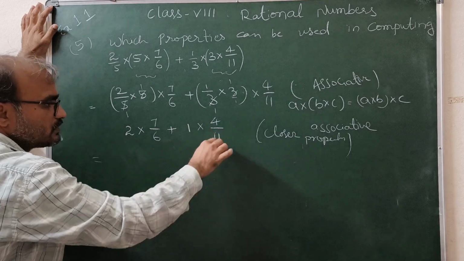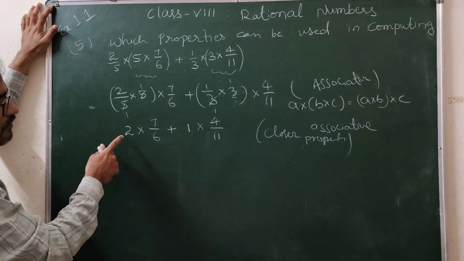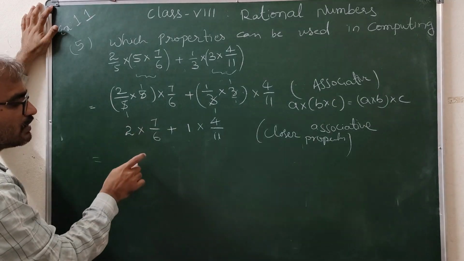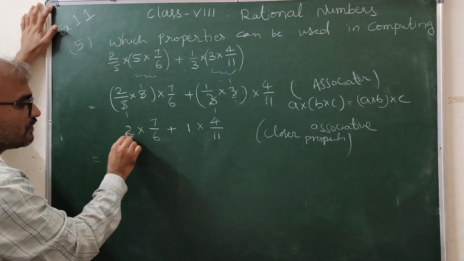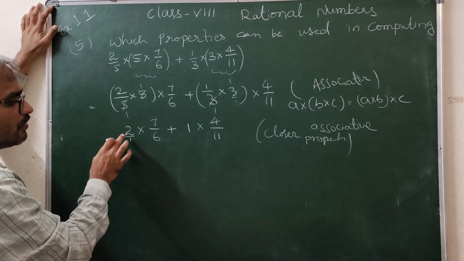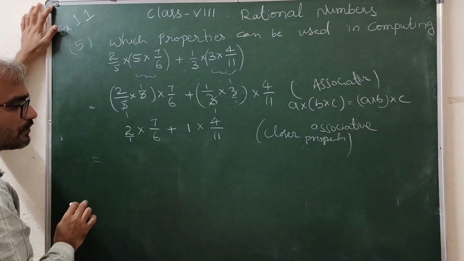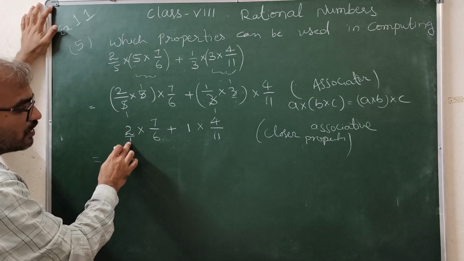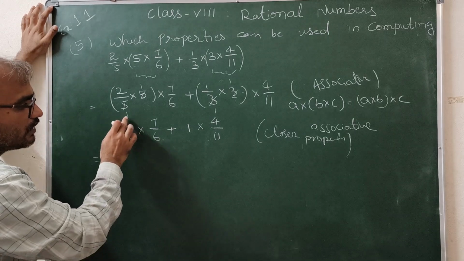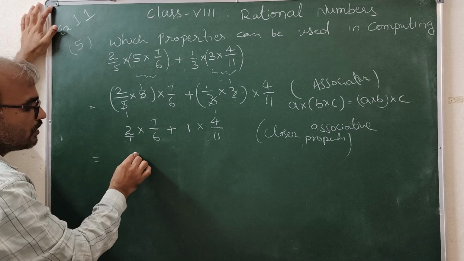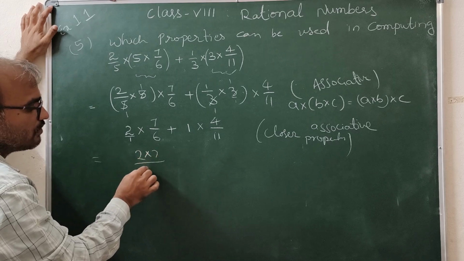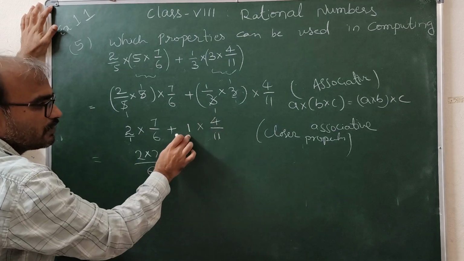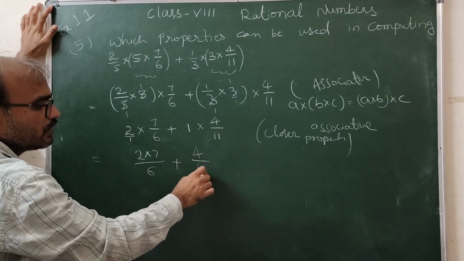How will you simplify this? This is a whole number, this is a fraction. So you can consider it in two ways. You can consider there is 1 here, or else you multiply this whole number directly with the numerator. If you consider this as 2 by 1, they are like two fractions: numerator into numerator, denominator into denominator. 2 into 7 by 1 into 6, plus 1 into 4 by 11. 1 into any number is the same number, 4 by 11.